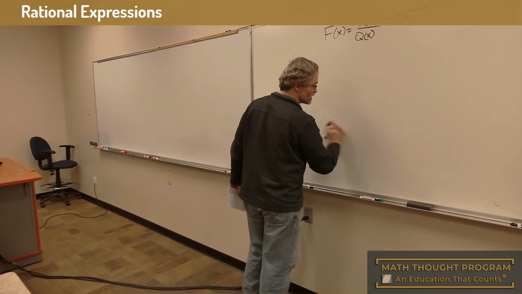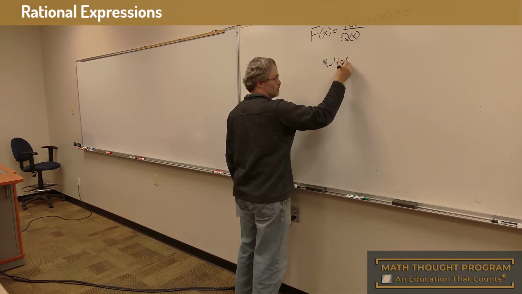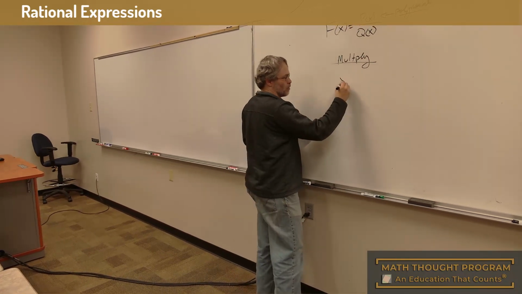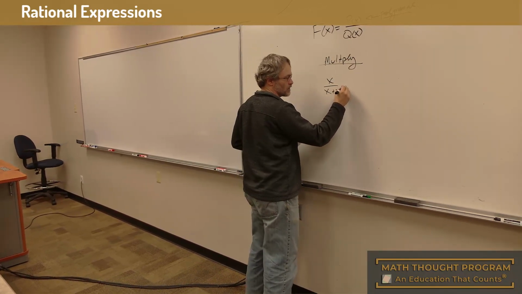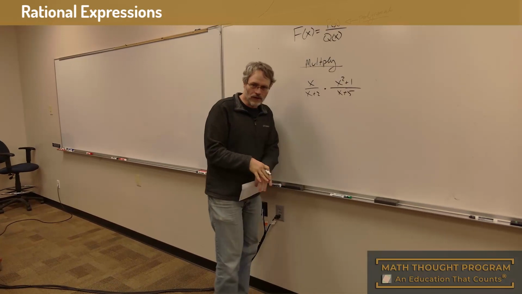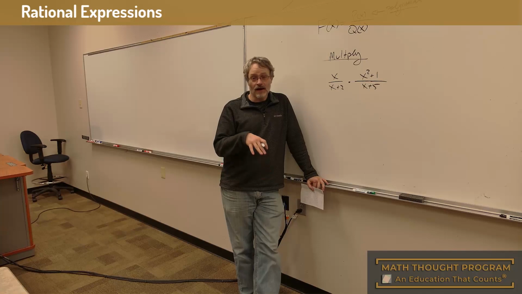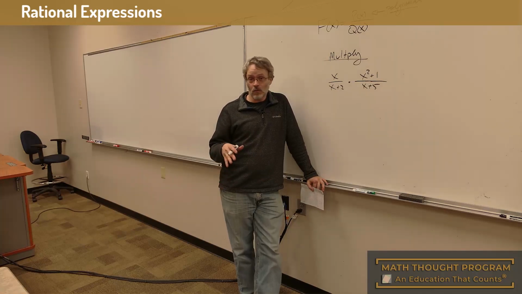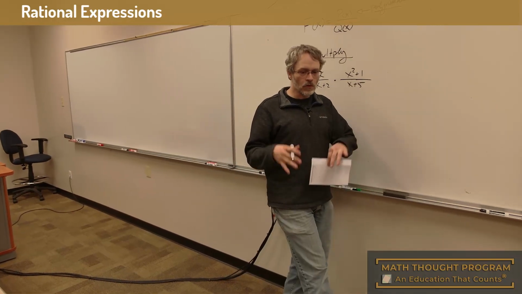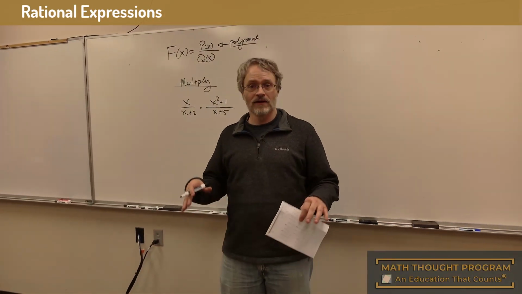Okay, now the first thing is how do I multiply my rational expressions? Well, if I had something like x over x plus 2 times x squared plus 1 over x plus 5, how do I multiply them? Whenever I'm multiplying these, I work them the exact same way as if I'm looking at fractions. The way that I multiply my rational expressions is the same way I multiply my fractions.